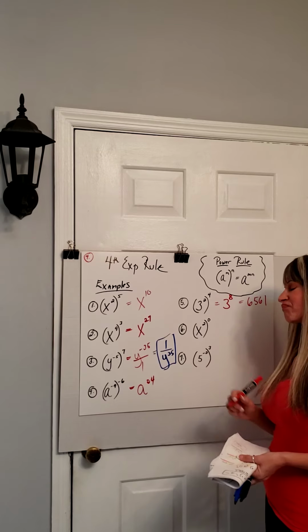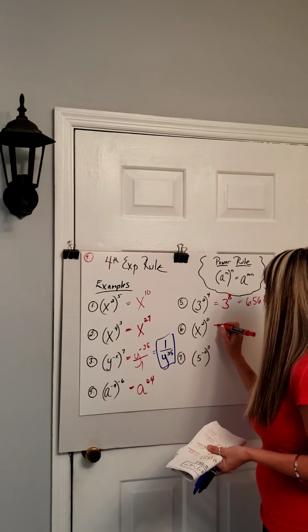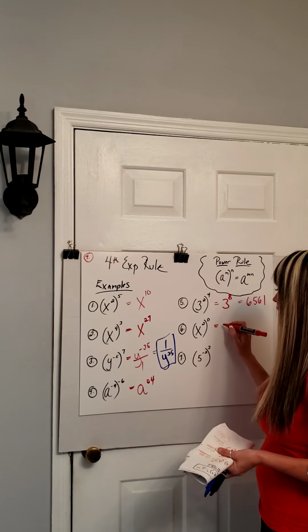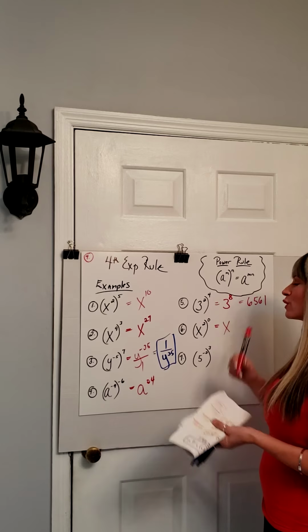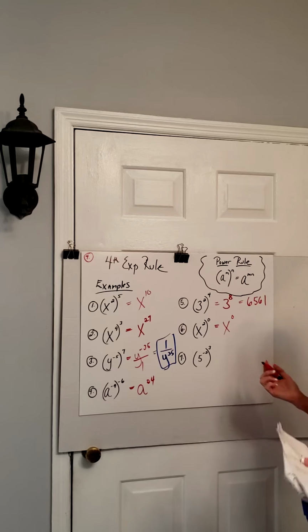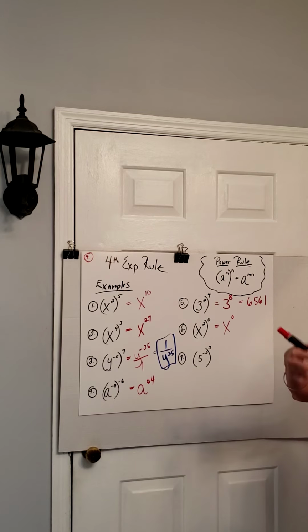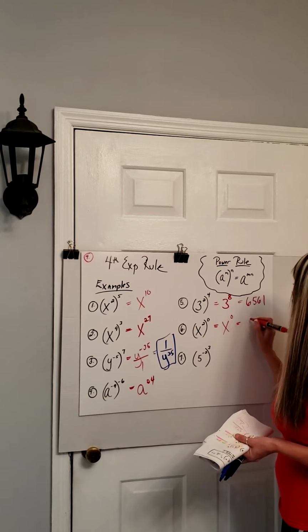All right, this guy. You know how we said we love zeros. Zeros make everything go fast. So this has a base of x. 2 times 0 is 0. Anything times 0 is 0. And what do we say about 0? Anything raised to the 0 power is 1.